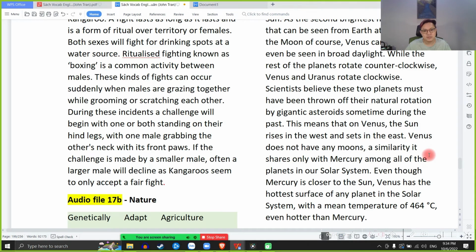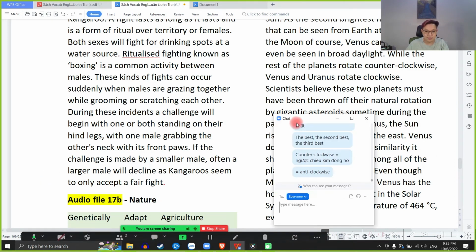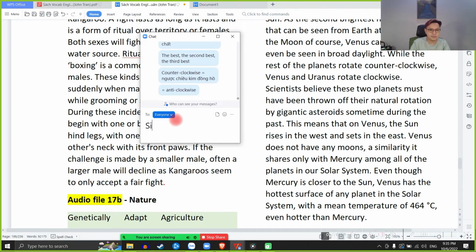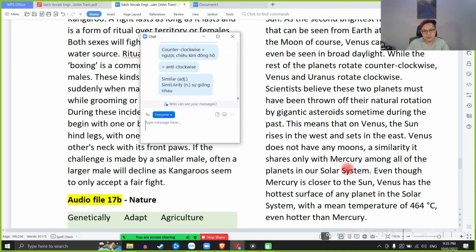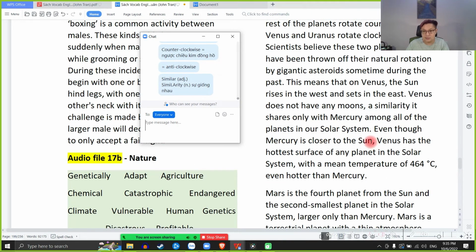Ok. Venus không có bất kỳ cái mặt trăng nào luôn, một cái similarity. So we have the word similar, right? Yes. Similar. And the noun form is similarity. Sự giống nhau mà nó share, nó cùng chia sẻ chỉ với sao Thủy thôi, trên khắp tất cả các hành tinh trong hệ mặt trời chúng ta. Mặc dù sao Thủy gần mặt trời hơn, nhưng sao Kim lại có bề mặt nóng nhất trong bất kỳ hành tinh nào trong hệ mặt trời.